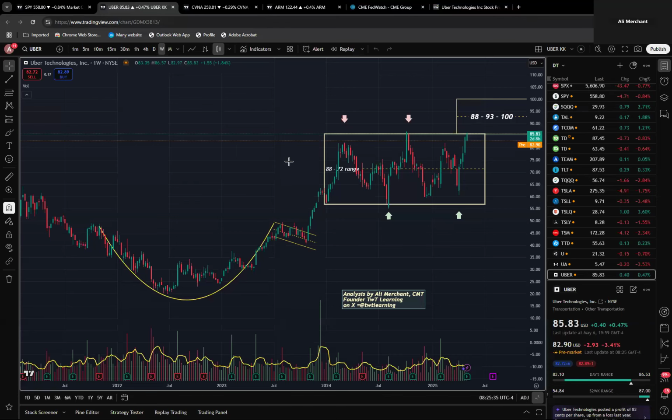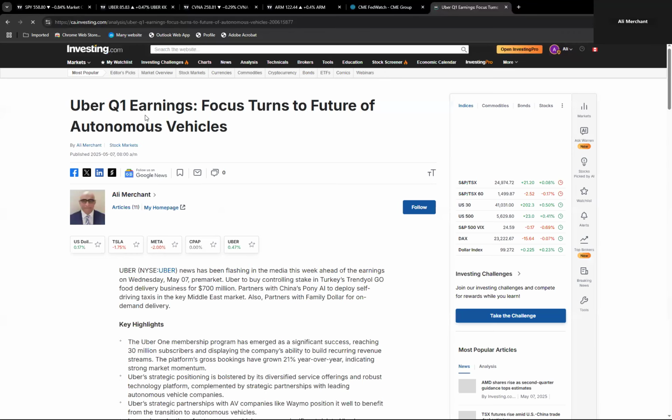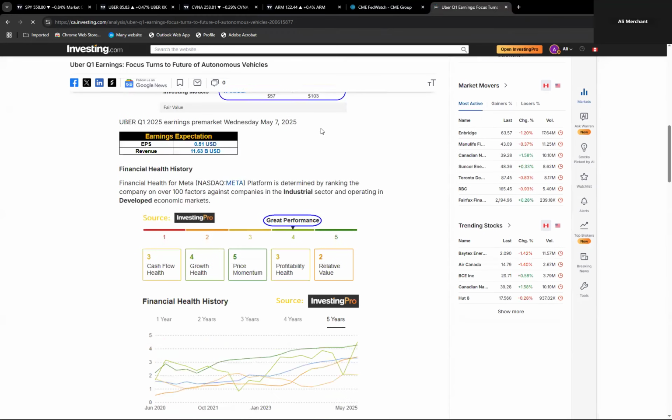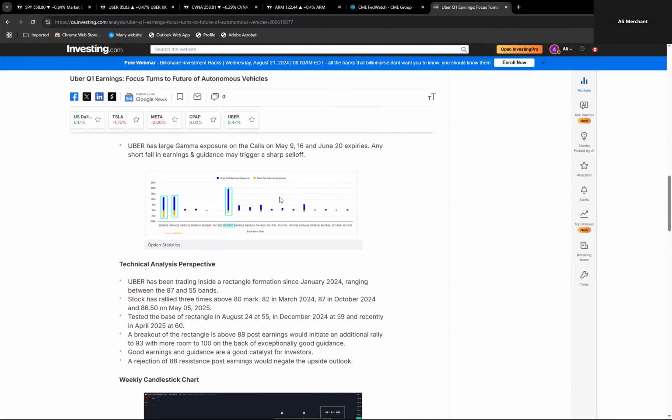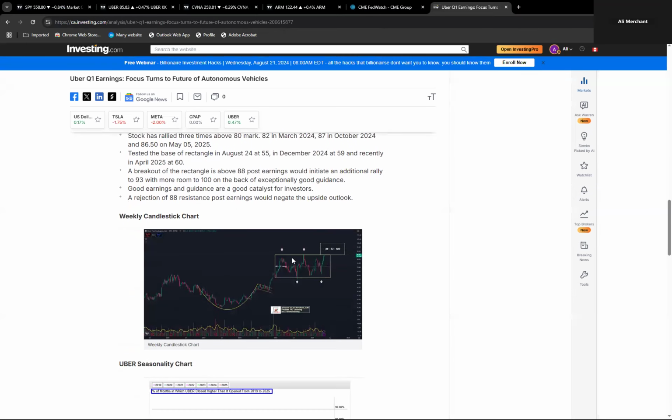Let's look at Uber. This is my story on Uber, which I shared with most of you. It's about how Q1 earnings focus turns to the future of autonomous vehicles. You can go through all the fundamental part of it. The one thing I would like to highlight is there's been a lot of gamma exposure on calls for May 9th, 16th, and June 20th expiry. And Uber is trading inside a rectangular formation on the monthly chart.